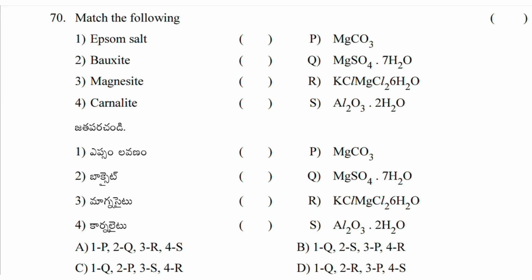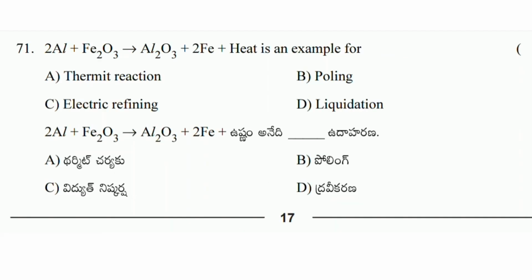Next bit is matching, that is Epsom salt means MgSO4·7H2O, bauxite means Al2O3·2H2O, magnesite means MgCO3, and carnallite means MgCl2·KCl·6H2O. So option B is correct: 1Q, 2S, 3P, 4R. And next question, that is 2Al plus Fe2O3 gives Al2O3 plus 2Fe plus heat is an example for, it is an all-known bit, that is thermite reaction. So option A is correct.